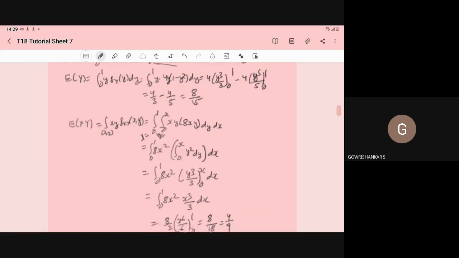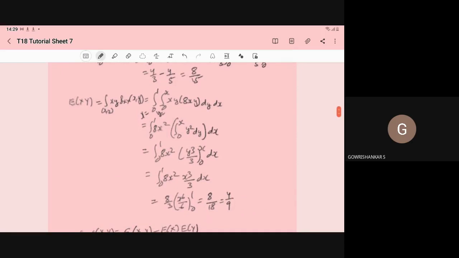Here we solve the first integration, integral 0 to 1 of 8 x square, now integration 0 to x of y square dy into dx. It will give you y cube upon 3 with limit 0 to x. So it will be 8 x square into x cube by 3 dx, and integration from 0 to 1.